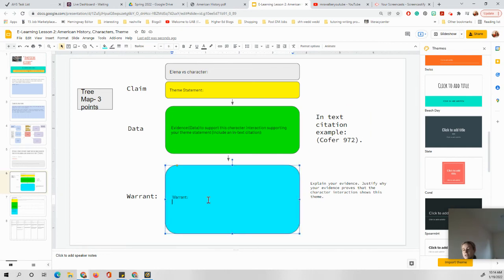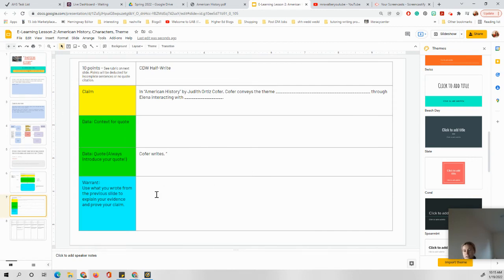And then the next one is you're going to fill in this box called the warrant. Remember, this is what we're going for with CDW. Explain your evidence, what is happening here, and then justify why your evidence proves that the character interaction shows this theme. You are doing this work in this tree map to help you fill out this CDW chart, okay?